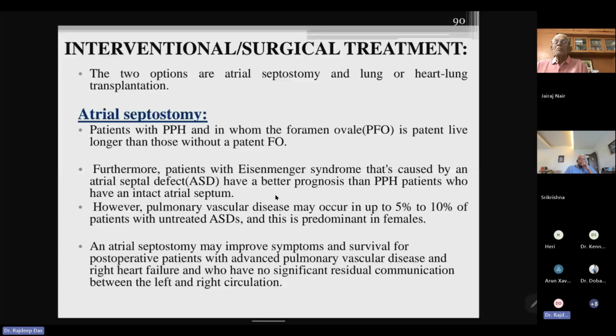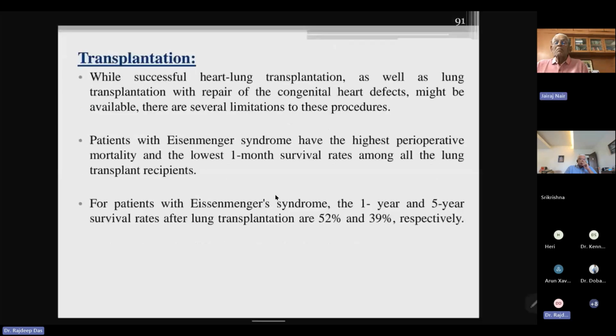The transplantation part: while successful heart-lung transplantation as well as lung transplantation with repair of the congenital heart defects might be available, there are several limitations to these procedures. Patients with Eisenmenger syndrome have the highest perioperative mortality and the lowest 1-month survival rates among all lung transplant recipients. In patients with Eisenmenger syndrome, the 1-year and 5-year survival rates after lung transplantation are 52 and 39% respectively.